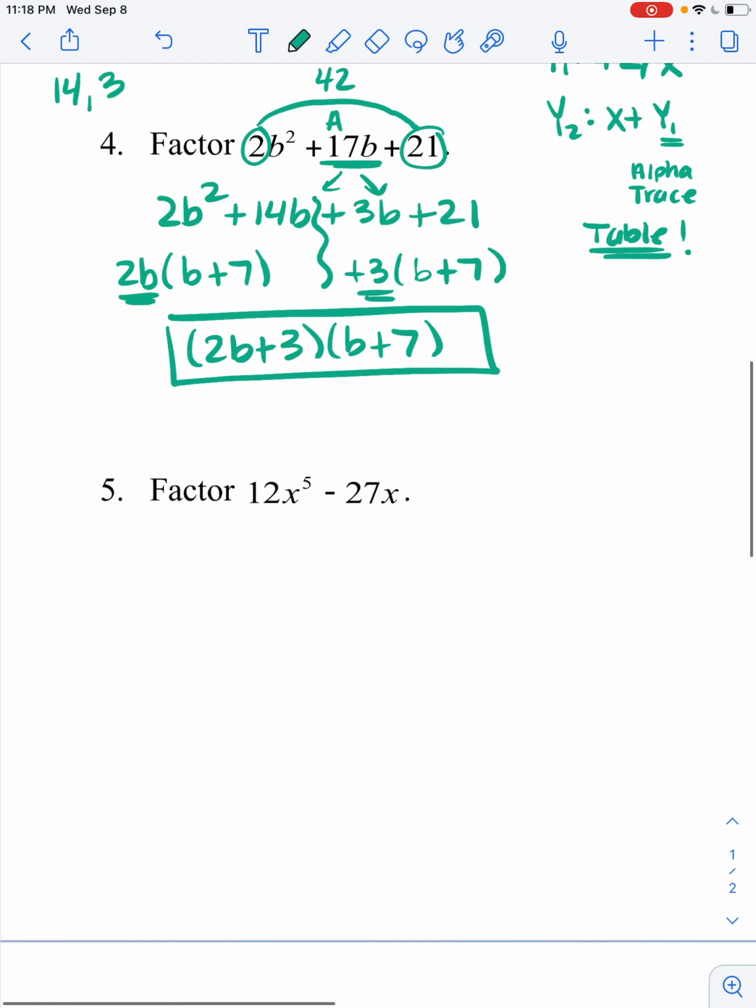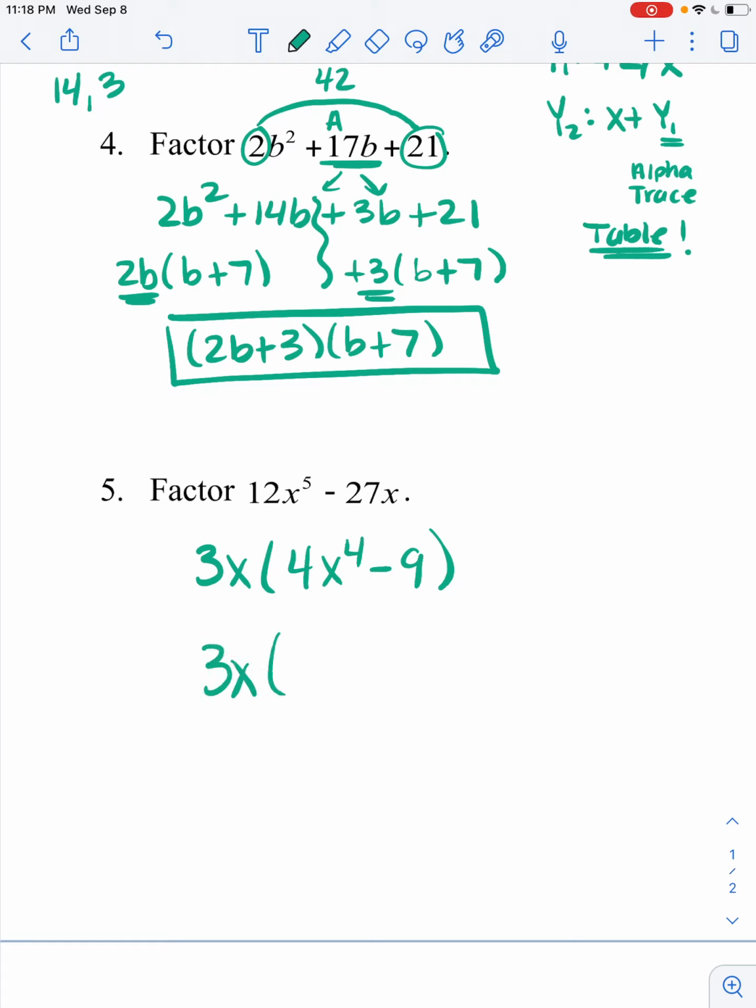And the last question here, again, I can see this is a binomial, but initially I do notice there's a GCF. There's a GCF of 3x. So once you factor that out, you would get 4x to the 4th minus 9. And this is the difference of perfect squares. 2x squared plus 3 and 2x squared minus 3.